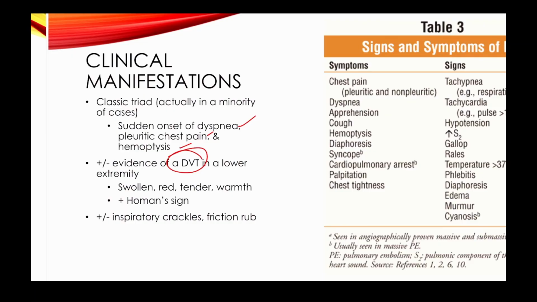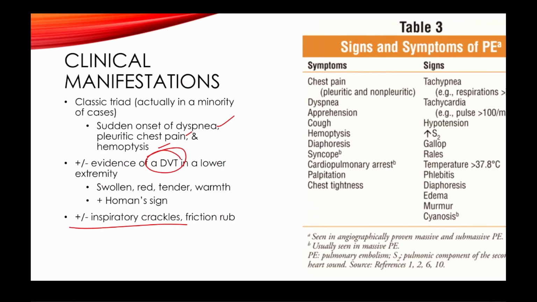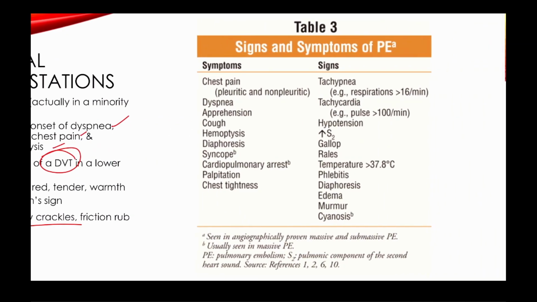What's the Homan sign? Pain in the calf when you manipulate it. That's not very sensitive, but you can do it. If they have a DVT and you know that, and you do that, it may be positive, but it doesn't really mean much outside of that. May have inspiratory crackles or a friction rub, depending on the PE.